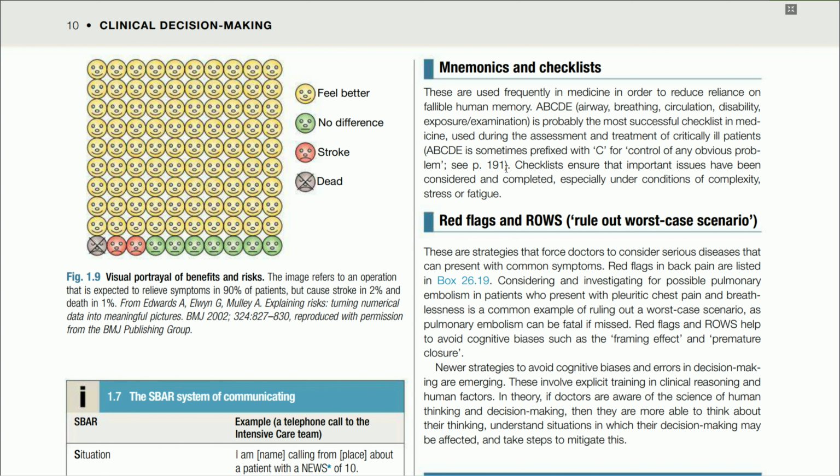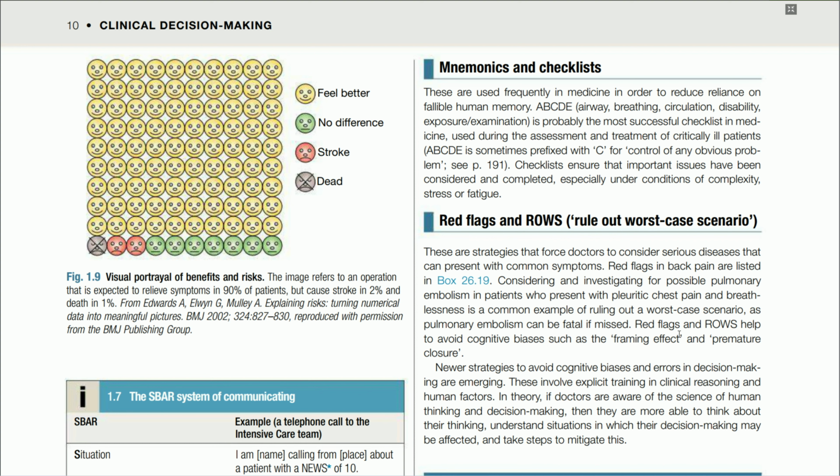See page 191. Checklists ensure that important issues have been considered and completed, especially under conditions of complexity, stress, or fatigue. Red flags and rule-outs: ruling out the worst case scenario. These are strategies that force doctors to consider serious diseases that can present with common symptoms. Red flags in back pain are listed in box 26.19. Considering and investigating for possible pulmonary embolism in patients who present with pleuritic chest pain and breathlessness is a common example of ruling out a worst case scenario, as pulmonary embolism can be fatal if missed.